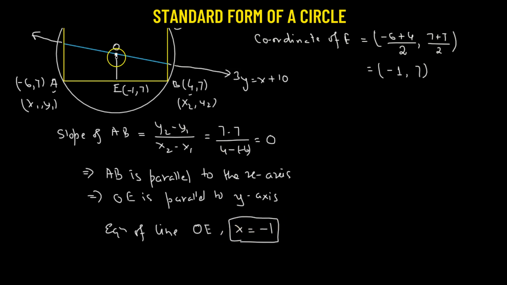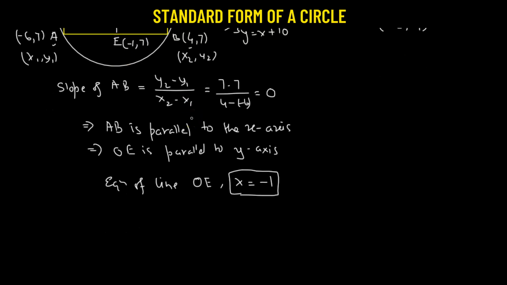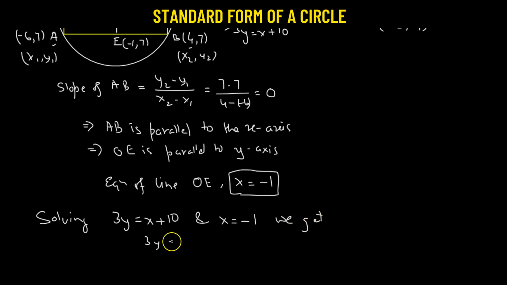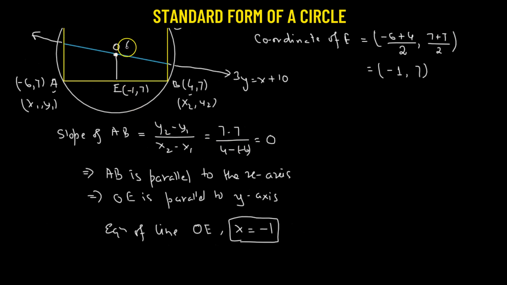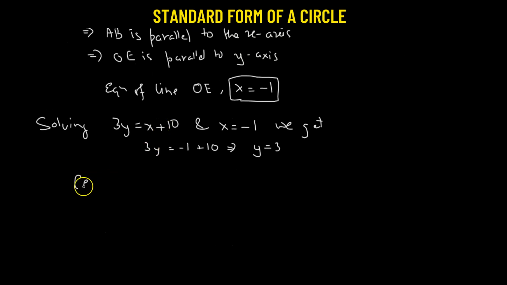Now that we have the equation of line OE, we can use this equation and the equation of the diameter line to find the intersection point O. So we will solve this. The equation of the diameter line is 3y = x + 10, and with x = -1, we get the value of y. So we have 3y = -1 + 10. This gives us y = 3. So that means now we have found the common intersection point O. The x coordinate remains -1 and the y value is 3. So we now have the center of the circle. The center of the circle, denoted by the point O, is (-1, 3).